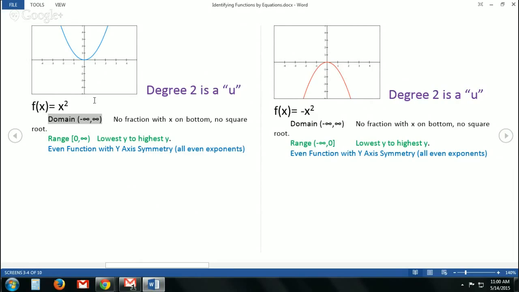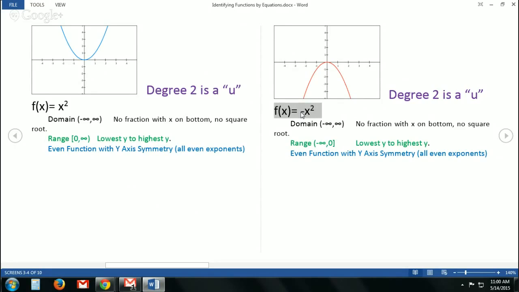Now, as you look at your picture to determine the range, the lowest y happens here when y is 0. There's not a highest y, both sides are shooting up toward infinity. So the range of this thing is from 0 to infinity, the lowest y to the highest y, 0 to infinity. Here is another problem with a degree of 2.